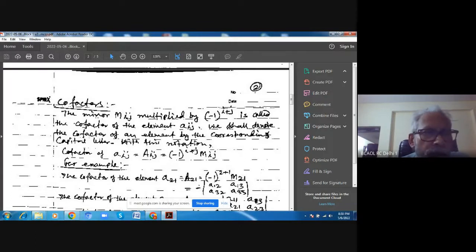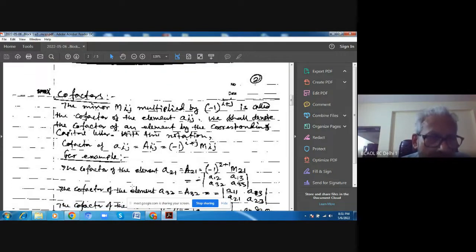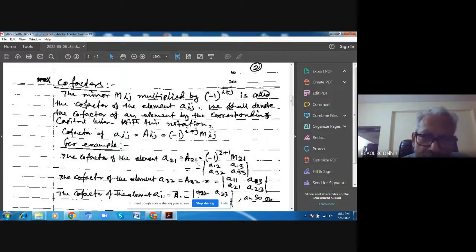So we shall denote the cofactor of the element by the corresponding capital letter C. Capital letter C is used to denote it, sometimes A also, but C whatever it is. In some books you can see C written as C11, C12. Some books write A21, A32, same thing. So all are cofactors. So better to write C, because the first letter of cofactor is C. Most books write C only. Some foreign books write A.